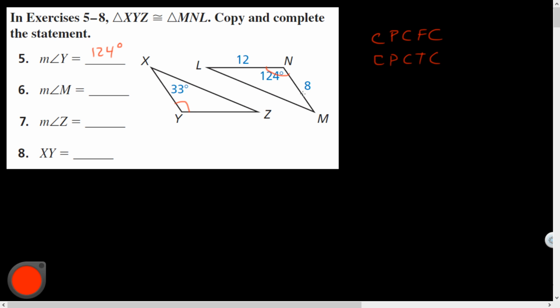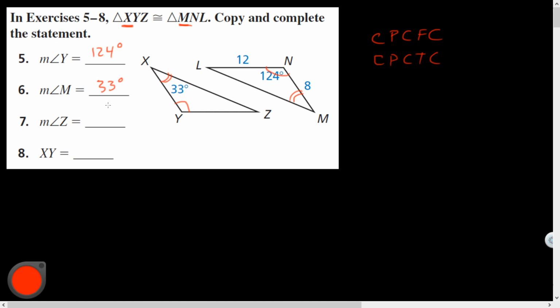So here we go. The measure of angle M. Let's see, what's the measure of angle M? Do I know if it corresponds to Z or does it correspond to X? How do I know this wasn't just a mirror? It's because of how it's written. Perfect. Thank you, Haley. All right. M corresponded to the X. All right. Excellent. Man, that was amazing. 33 degrees.